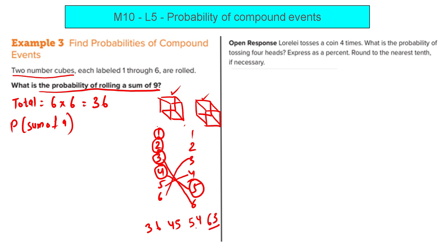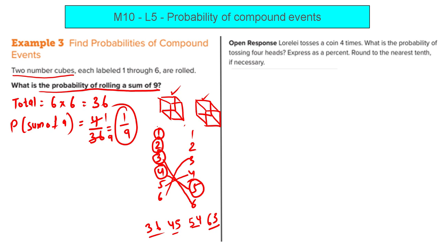So how many pairs are there? 1, 2, 3, 4. 4 pairs are there which will give me a sum of 9. So 4 over total how much? 36. Now 4 divided by 4 is 1, 36 divided by 4 is 9. On simplifying, it will become 1 over 9. This is the probability of getting a sum of 9 when two number cubes are rolled together. Okay, I hope you understood.